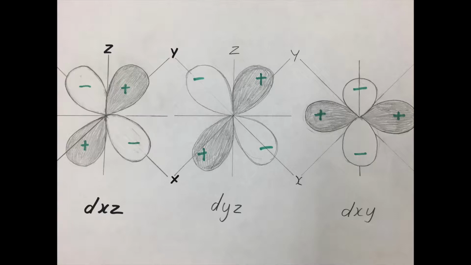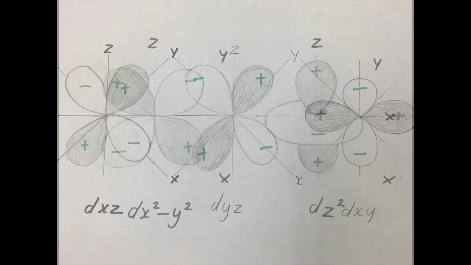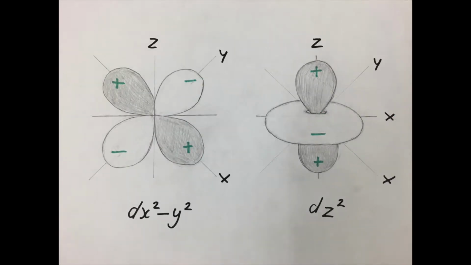There are 5 orbitals pointing in different directions. This is because ML is equal to 5. These 5 orbitals correspond to dxy, dxz, dyz, dx squared minus y squared, and dz squared. These orbitals are shown here. The shaded teardrop shapes represent orbitals, and the lines represent the axes.